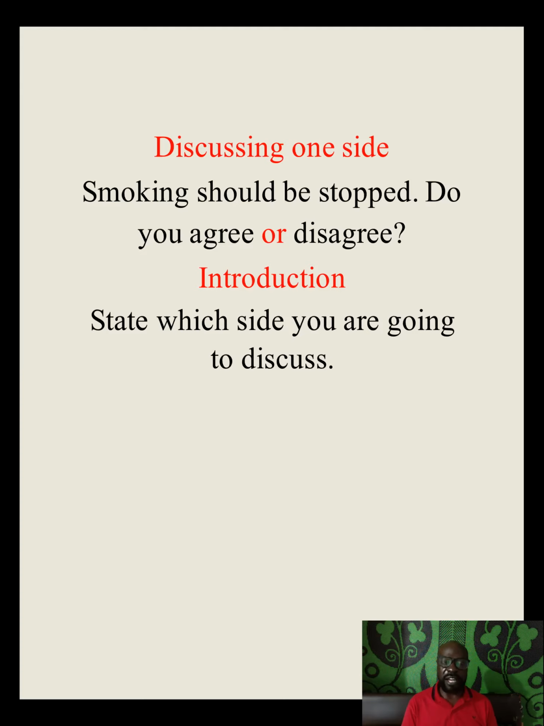Discussing one side. Our topic is: smoking should be stopped. Do you agree or disagree? There is a word "or". Or means choose one, not both sides. So you cannot say I agree and disagree, because the question clearly tells you to choose one. So if you choose one side, this is what you do.